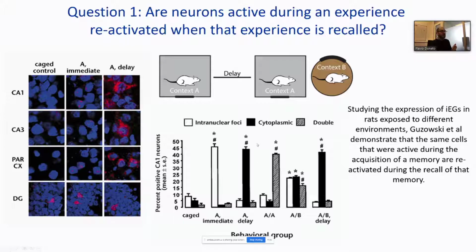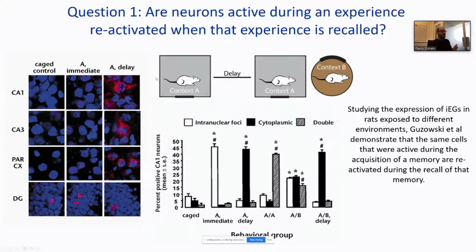If you wait a little bit longer, you will find this in the cytosol. Now, if those neurons that were active the first time you exposed the animal to context A are reactivated when you put it in context A after the delay, you should find both the mRNA that comes from the second exposure to context A and the protein that comes from the first exposure to context A.